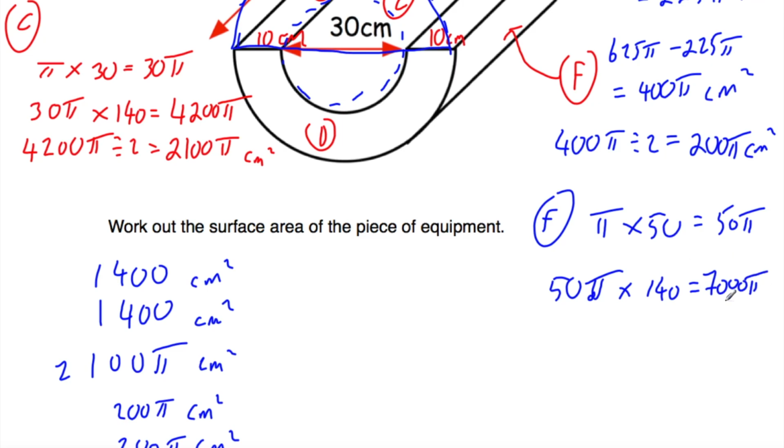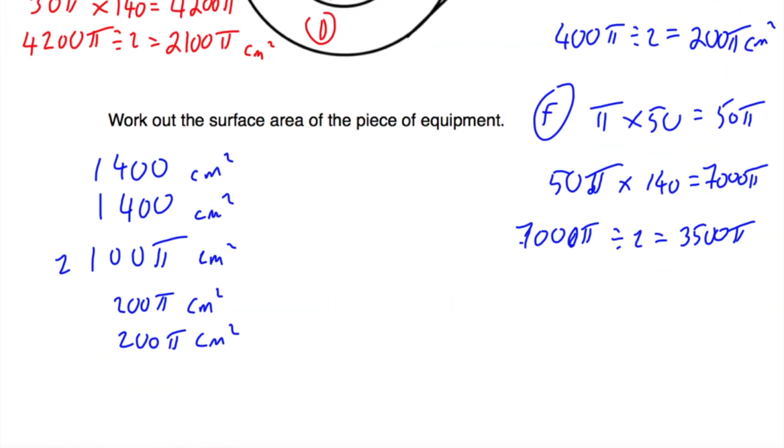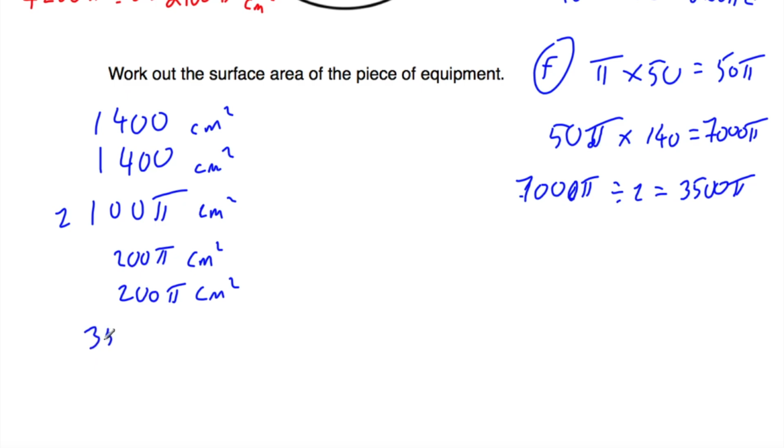So if we had the whole cylinder, that would be the area of the curved face going around the outside of that whole cylinder. Then we're going to divide by 2 because it was cut in half. So 7,000 pi divided by 2 is equal to 3,500 pi. Or as a decimal number, that's equal to 10,955.57 and so on centimeters squared. Okay, so that's fantastic. We've now got the area of F. The area of F is 3,500 pi centimeters squared.